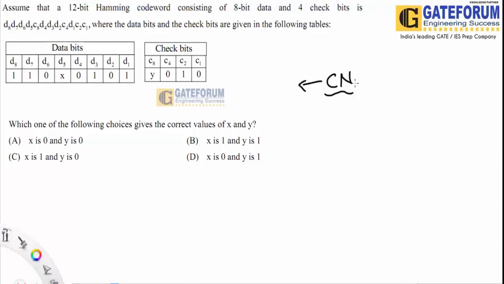Here the question is: assume that we have a 12-bit Hamming code word consisting of 8-bit data and 4 check bits, in which the format is D8, D7, D6, D5, C8, D4, D3, D2, C4, D1, C2, C1. So in this format, the data is being stored. This is the format which is given for the data, the data plus check bits format.